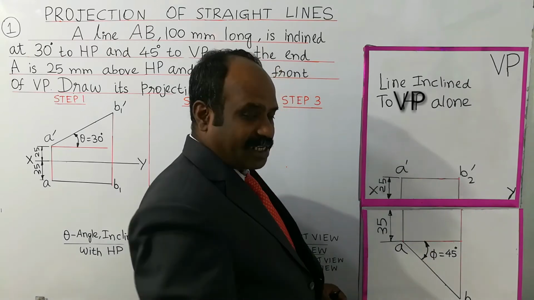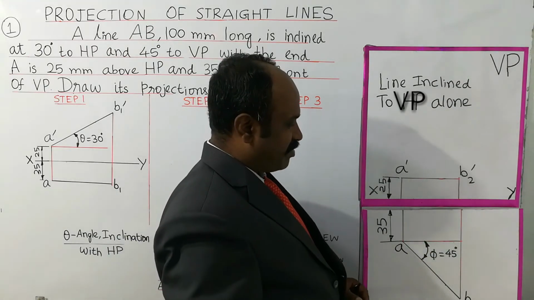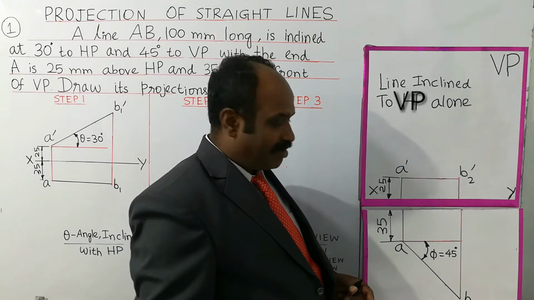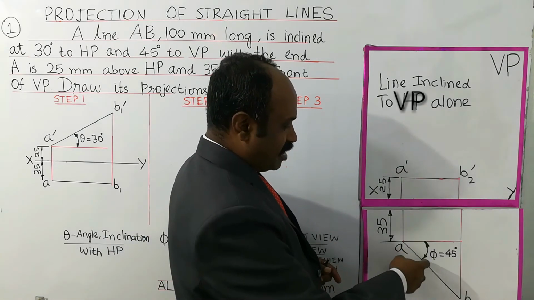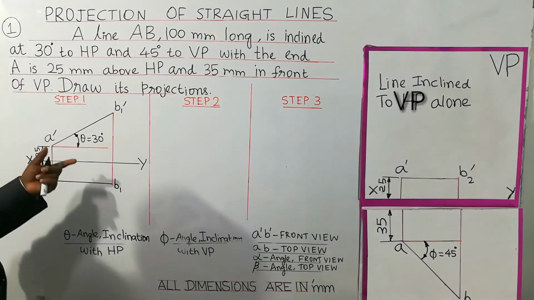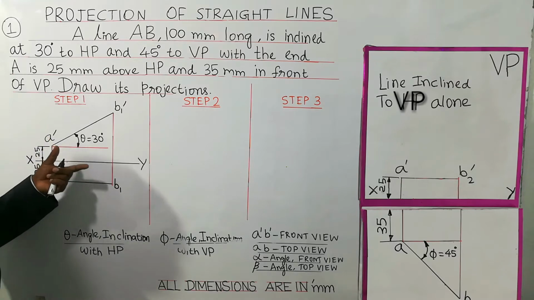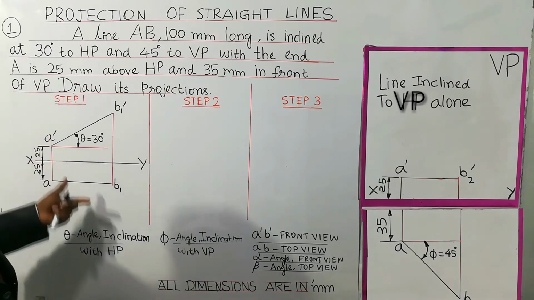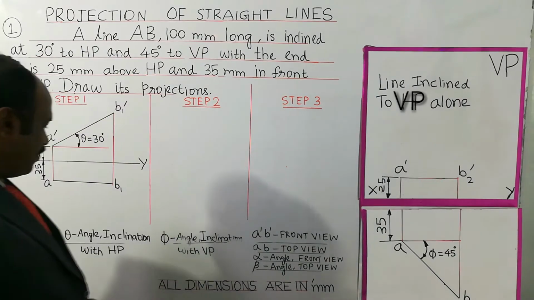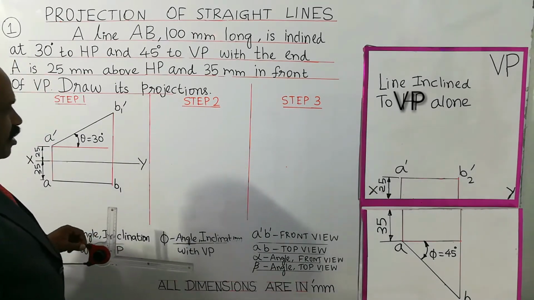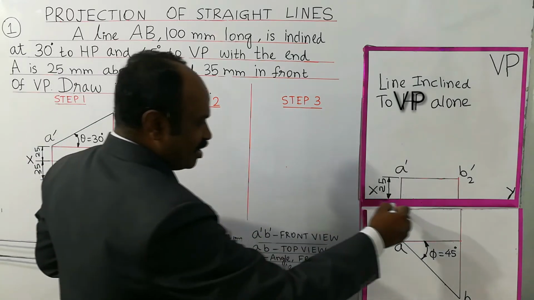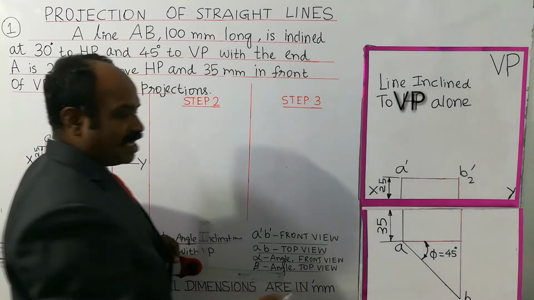The top view, as I told you earlier in the previous video, when the line is inclined to VP, that angle of inclination will be visible in the top view only. Suppose the line is inclined to HP alone, the angle of inclination will be visible in the front view. That we have drawn in step 1. Now consider the line as if it is inclined to VP alone. In this case, take your horizontal scale of your drafter and draw the XY line. This is the XY line, called the reference line, which connects the VP and the HP.